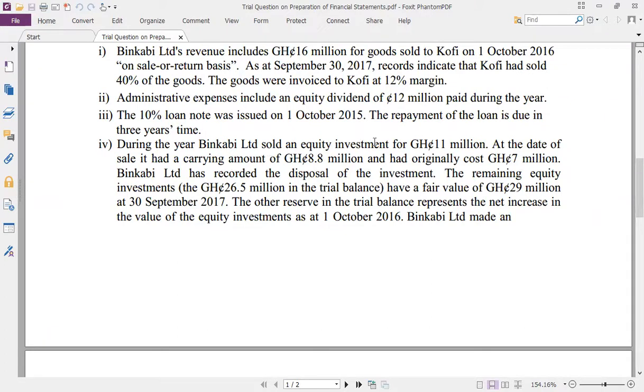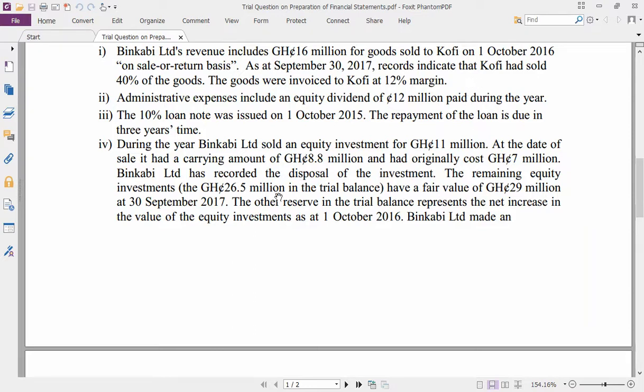During the year, you sold an investment for $11 million. At the date of sale, it had a current value of $8.8 million, and originally cost $7 million. So originally the amount was $7 million, meaning the difference between the current value of 8.8 and 7 million is 1.8 million. That is the fair value gain so far. The remaining equity investments, which are 26.5 million in the trial balance, have a fair value of 29 million.